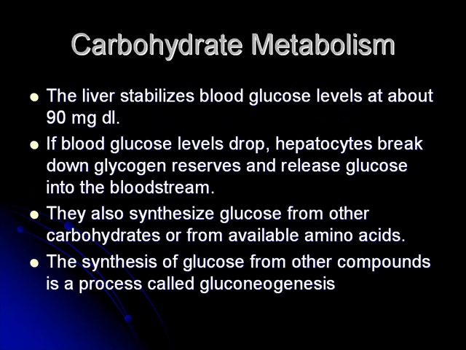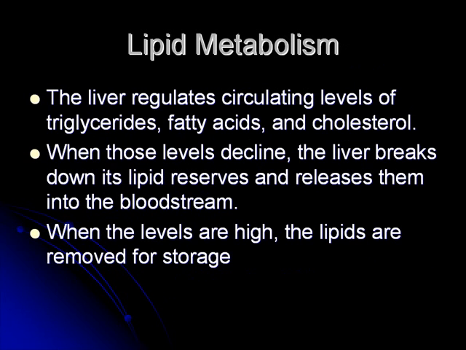In carbohydrate metabolism, the liver stabilizes blood glucose levels at about 90 milligrams per deciliter. If blood glucose levels drop, hepatocytes break down glycogen reserves, which are stored in the liver, and release glucose into the bloodstream. They also synthesize glucose from other carbohydrates or from available amino acids. The synthesis of glucose from other compounds is referred to as gluconeogenesis.